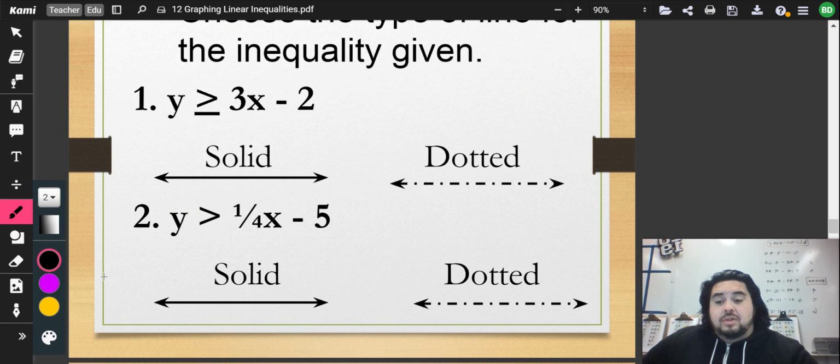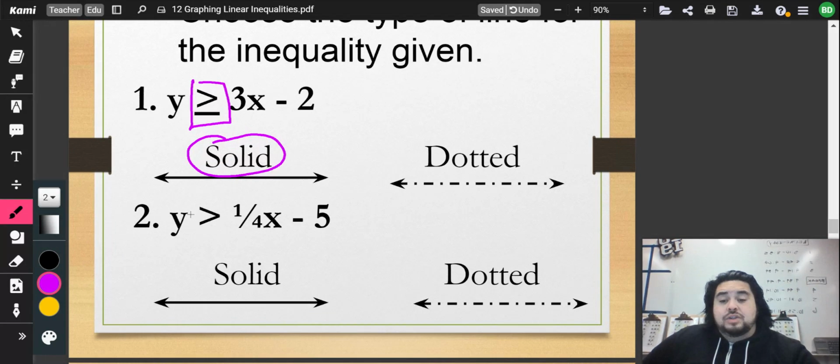So for example, on this first problem, when I look at this inequality, I see that it's greater than or equal to, so that is going to be a solid line when I go to graph it. And then number two, I look at the inequality, which is just greater than. There is no or equals to symbol. It's just greater than. So I'm going to have a dotted line when I go to graph this one.